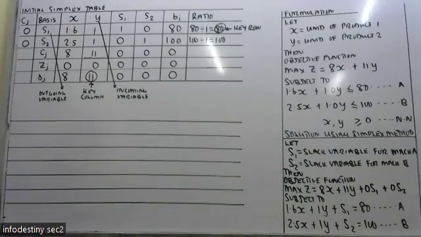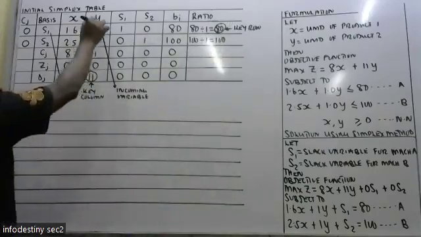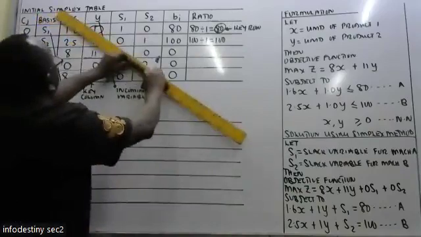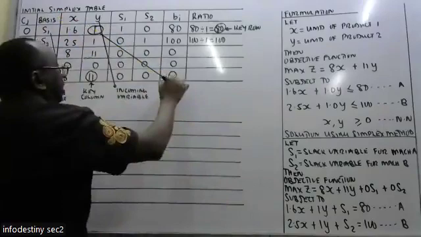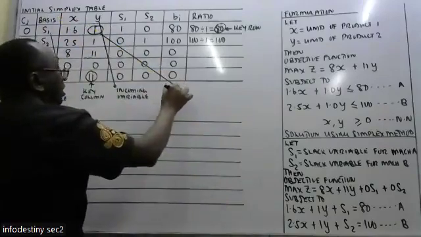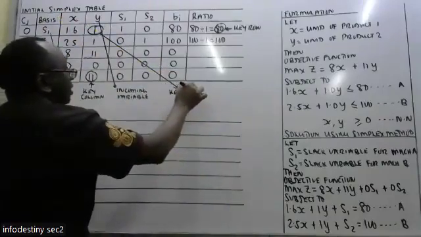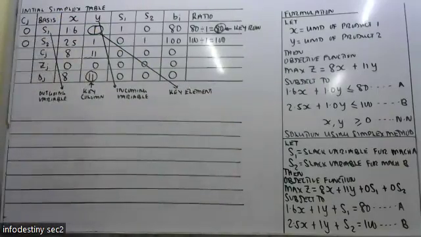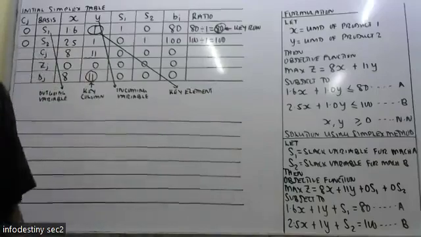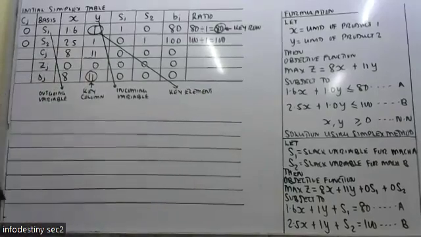The item at the intersection of the key row and the key column, this one, is called the key element. The item at the intersection of the key row and the key column is called the key element.